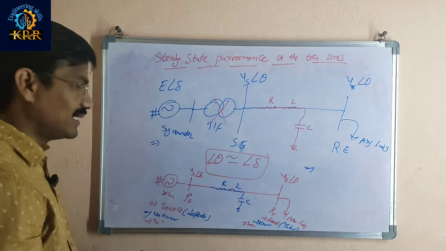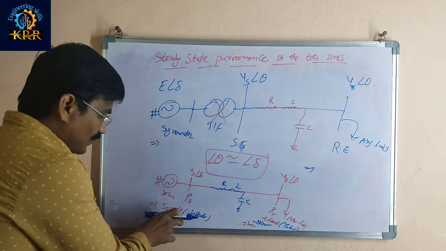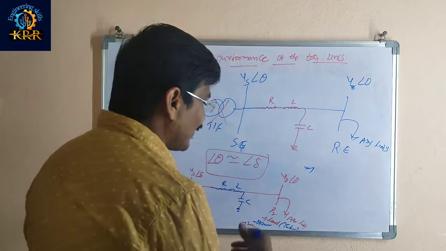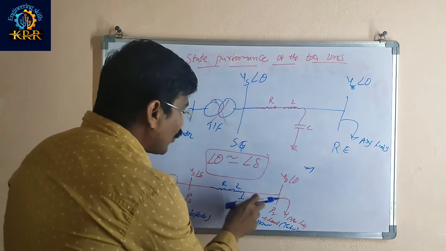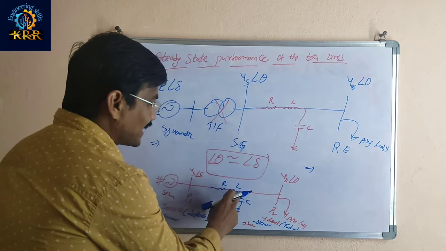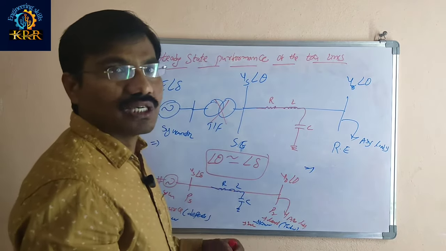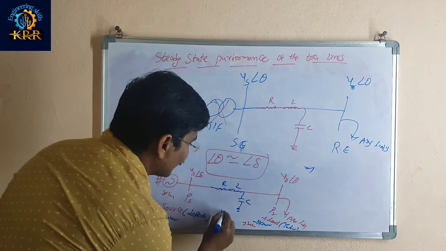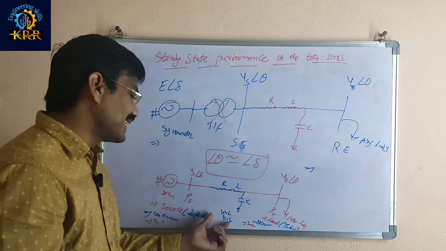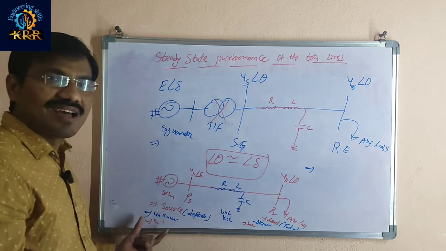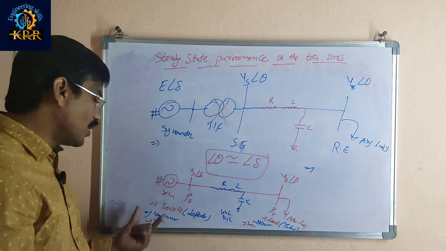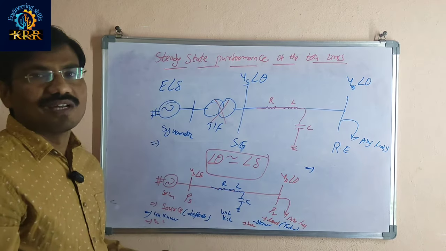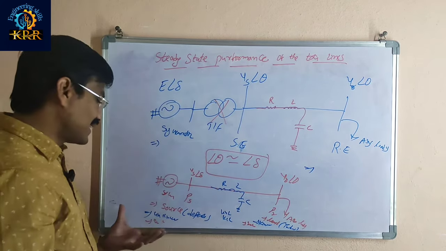In any transmission line, the unknown electrical quantities are evaluated from the known electrical quantities along with the transmission line constants, means resistance, inductance and capacitance, with the help of network techniques, KCL and KVL. With the help of network techniques, we evaluate the unknown things from the known things.